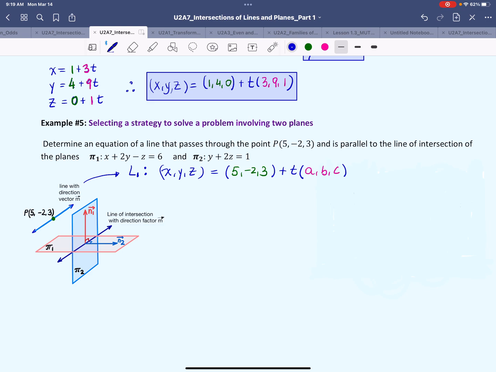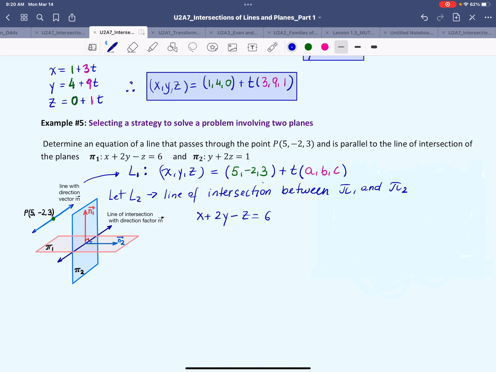Now, providing that the line L1 will be parallel to the line of intersection, it would be useful to find the direction vector of the line of intersection. So we're going to call L2 the line of intersection of two planes, between pi 1 and pi 2. So our job now will be to find the equation of the line of intersection, which means that we have to put the two equations together in a system.